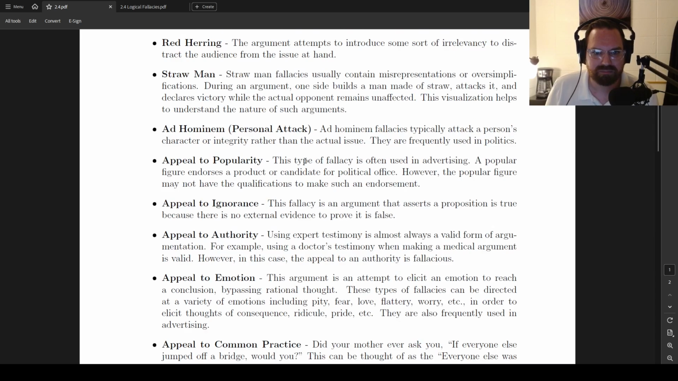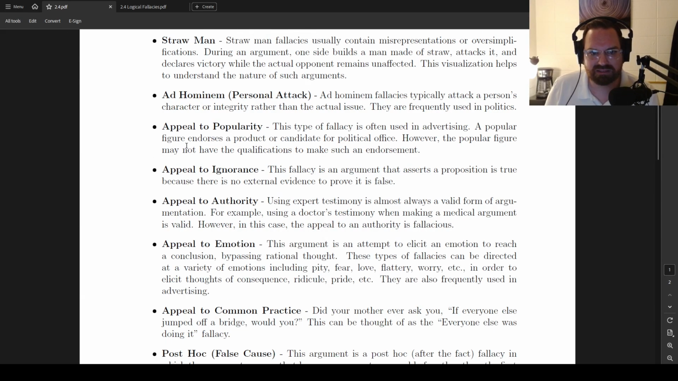So big issue. Appeal to popularity. A lot of times it's like, this product is endorsed by Dwayne "The Rock" Johnson, so therefore it's really good. That doesn't mean anything. Shouldn't the quality of the product depend on whether it's a quality product versus who says it's a quality product? Does that make sense? It's not about who endorses it, it's about the product itself.